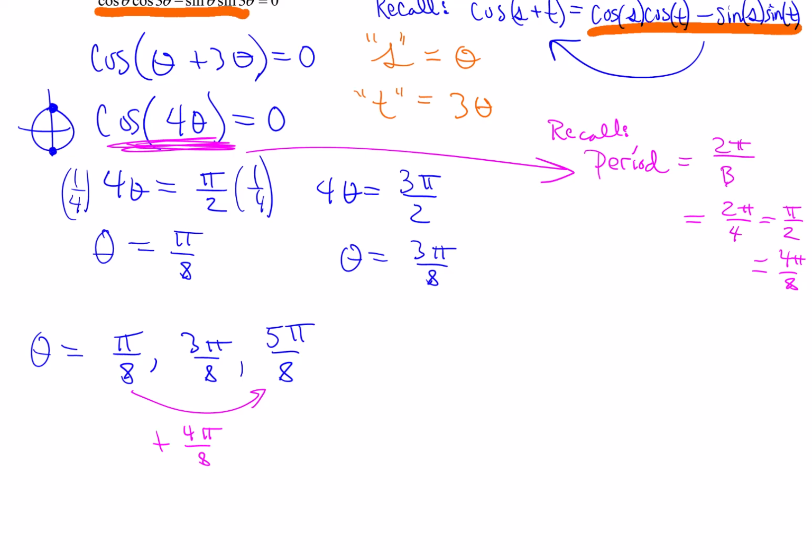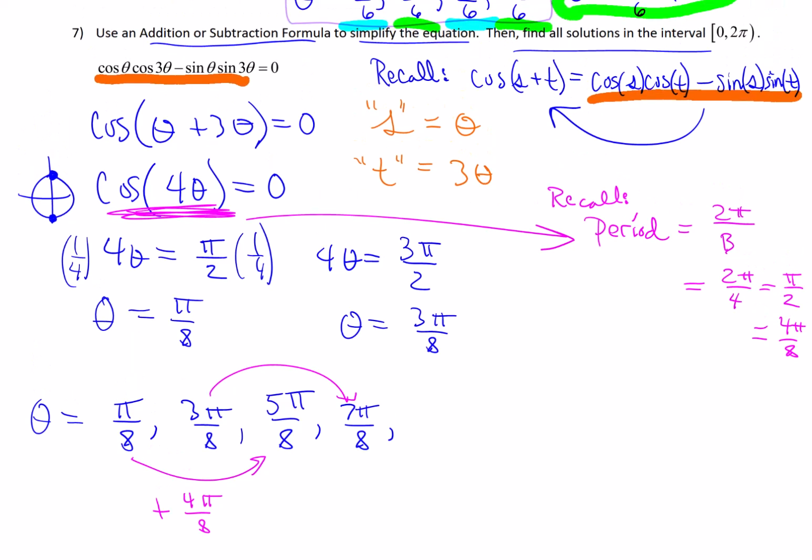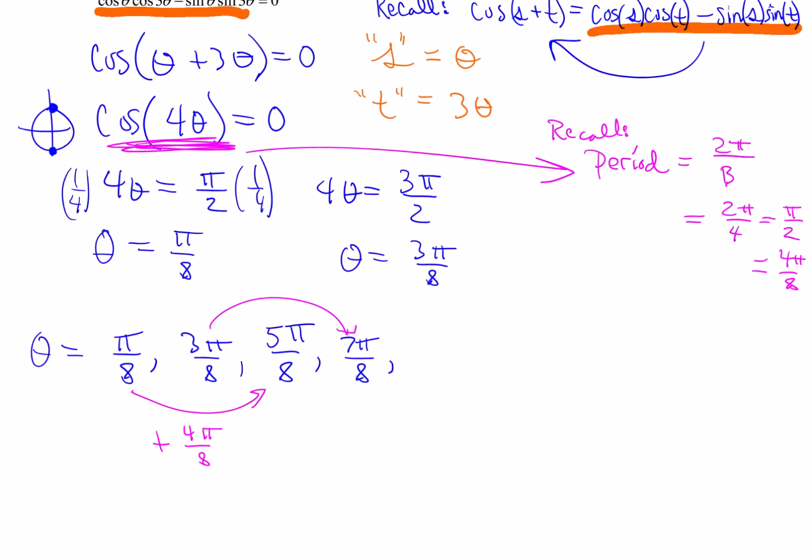If I do the same thing with the next value, the 3 pi over 8, 3 plus 4 being 7, this will give us 7 pi over 8. And we can just keep this list going. We're adding the period of 4 pi over 8 to the values we have to generate the next ones. The question is, how long do we go with this list? Well, we were given an original boundary, the interval set from 0 to 2 pi for theta.